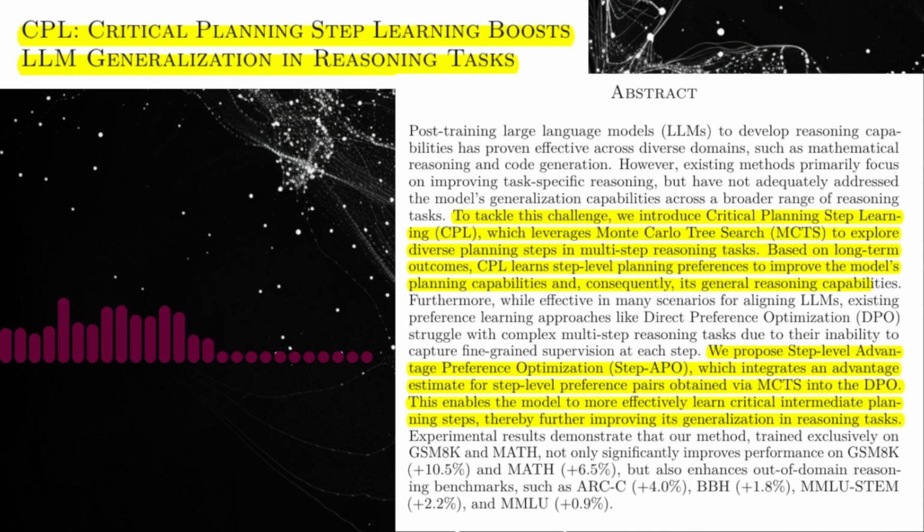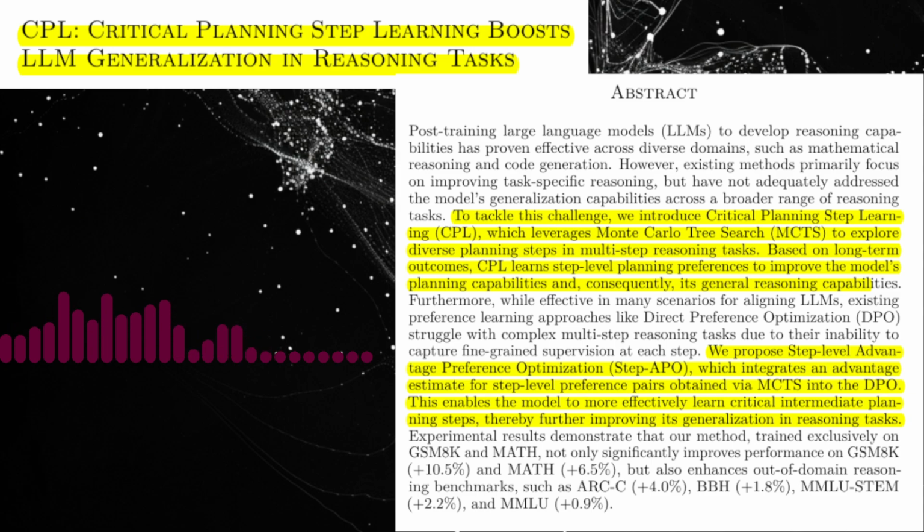Let's start with the core problem this paper addresses. What are the limitations of current approaches to improving LLM reasoning? Current methods for enhancing LLM reasoning often focus on improving performance on specific tasks or domains. For example, training on large datasets of mathematical problems can lead to significant improvements in mathematical reasoning, but these gains don't necessarily translate to other reasoning tasks. This lack of generalization is a major challenge in developing LLMs with robust reasoning abilities. So, the goal is to develop a method that can improve reasoning across a broader range of tasks.